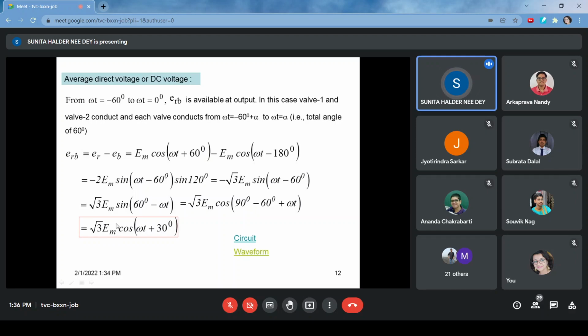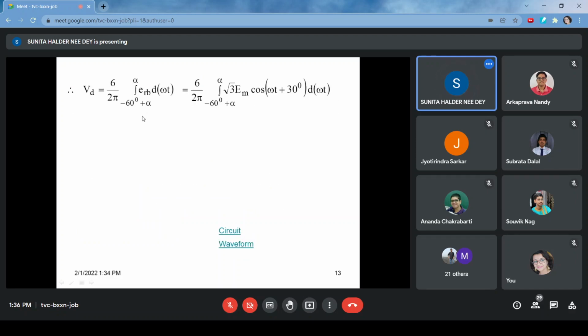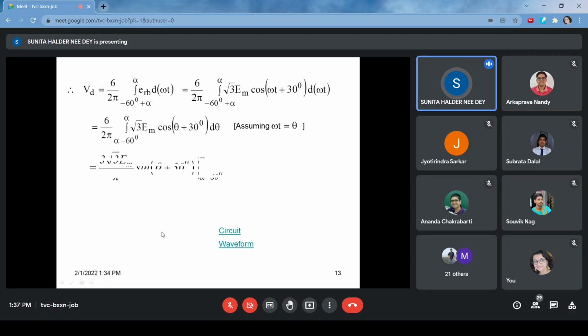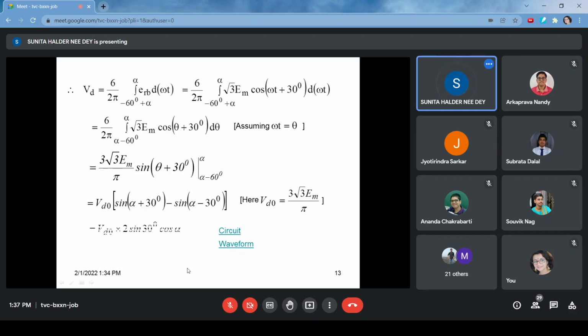Here EM is the magnitude of phase voltage. If we want to find out the DC voltage, it will be 6 into ERB, because the same pulses are available 6 times, and the total angle span is twice pi, since I am integrating over angle, so it is divided by twice pi. Now just put in the expressions and do the integration. We shall get 3 root 3 EM by pi. This expression we can write as VD0, right? No problem. VD0 into 2 sine 30 cos alpha, so we shall get VD0 cos alpha.